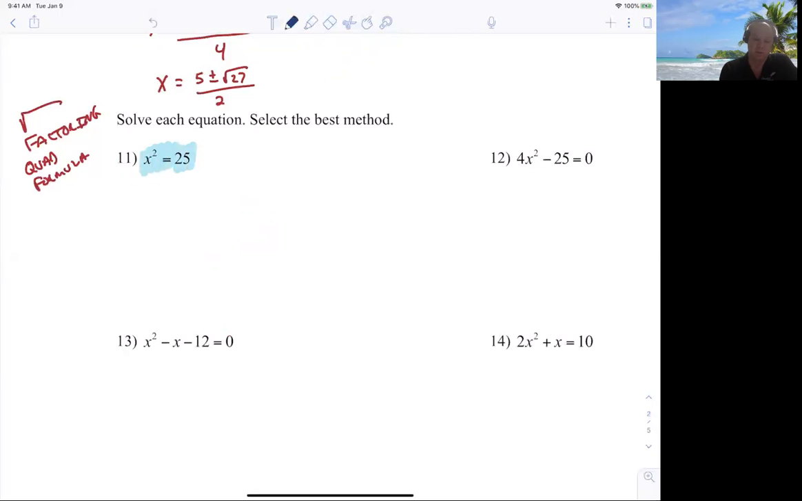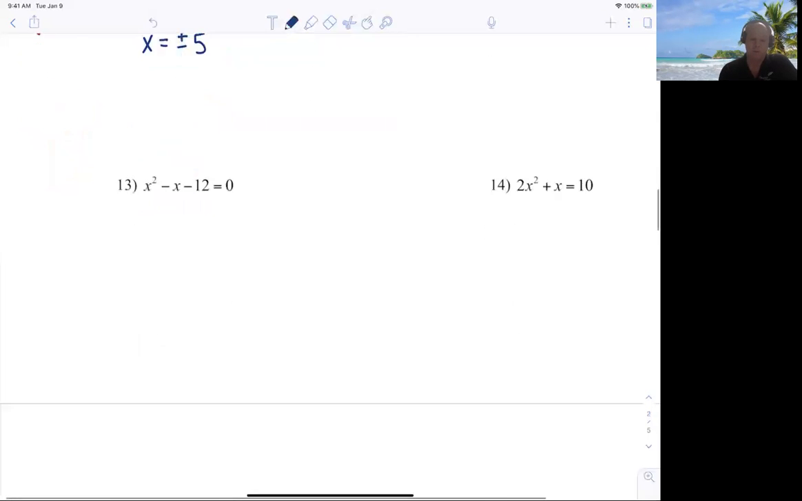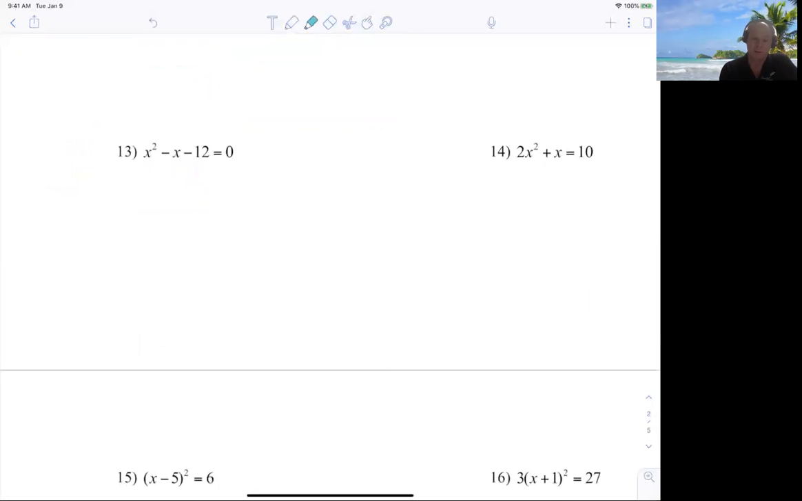All right, so we take the square root of x squared, which is x. Now the biggest mistake kids make is they forget the plus or minus. So the answer is plus or minus 5. Now keep in mind, this is how I remembered. That has a power of 2, so I automatically knew there were 2 solutions.